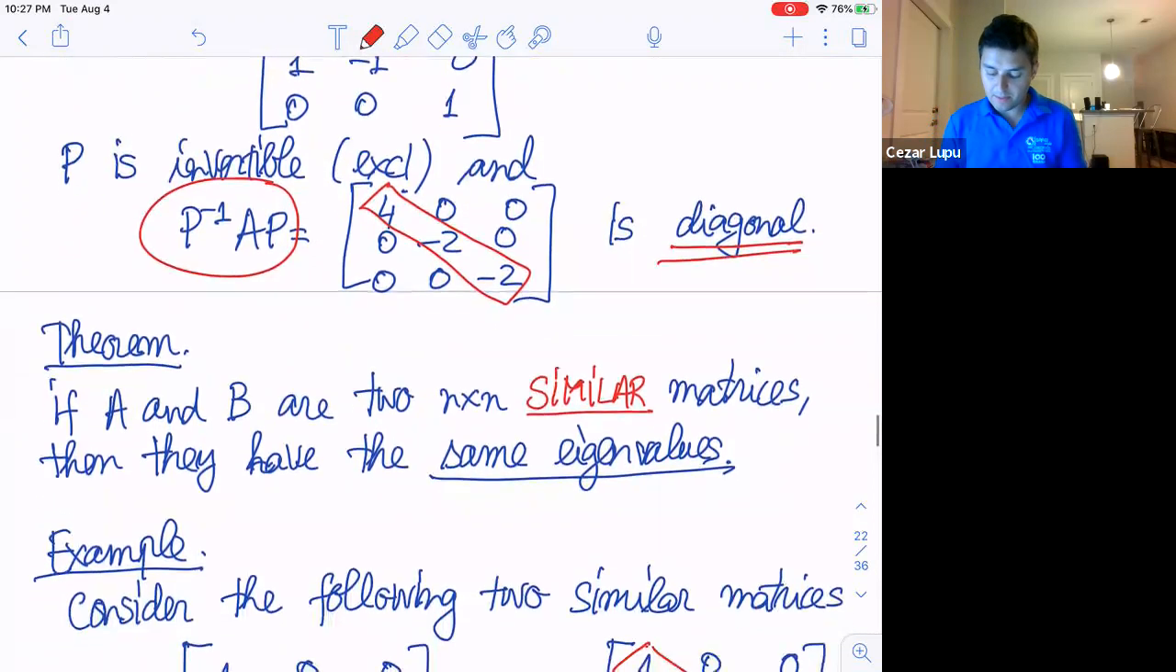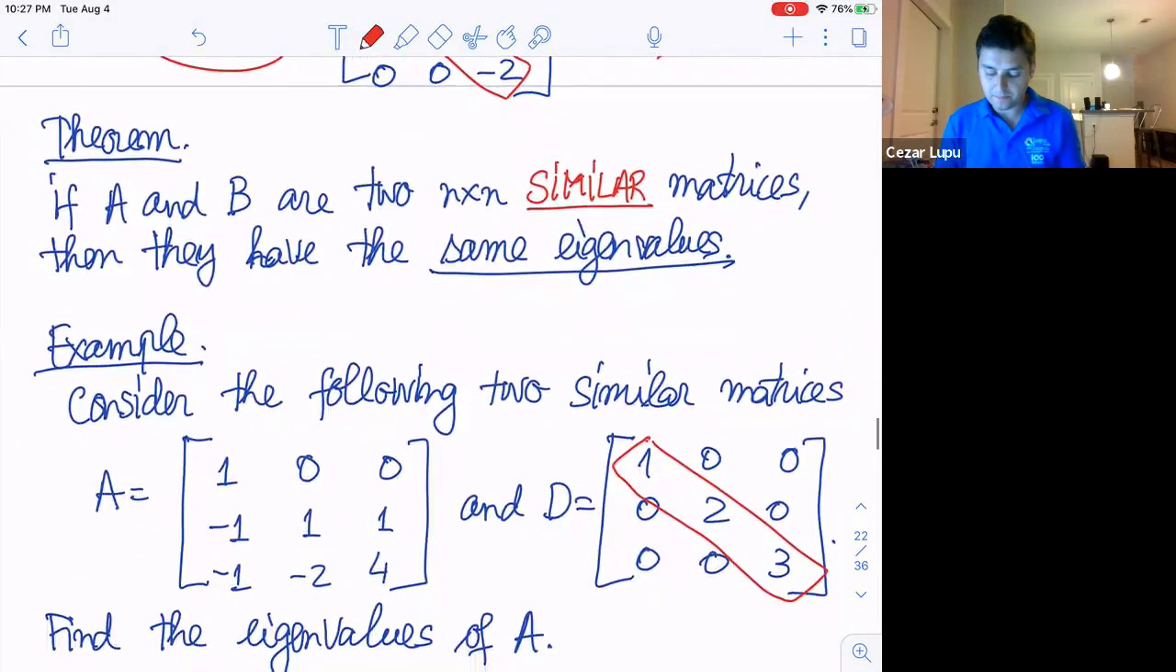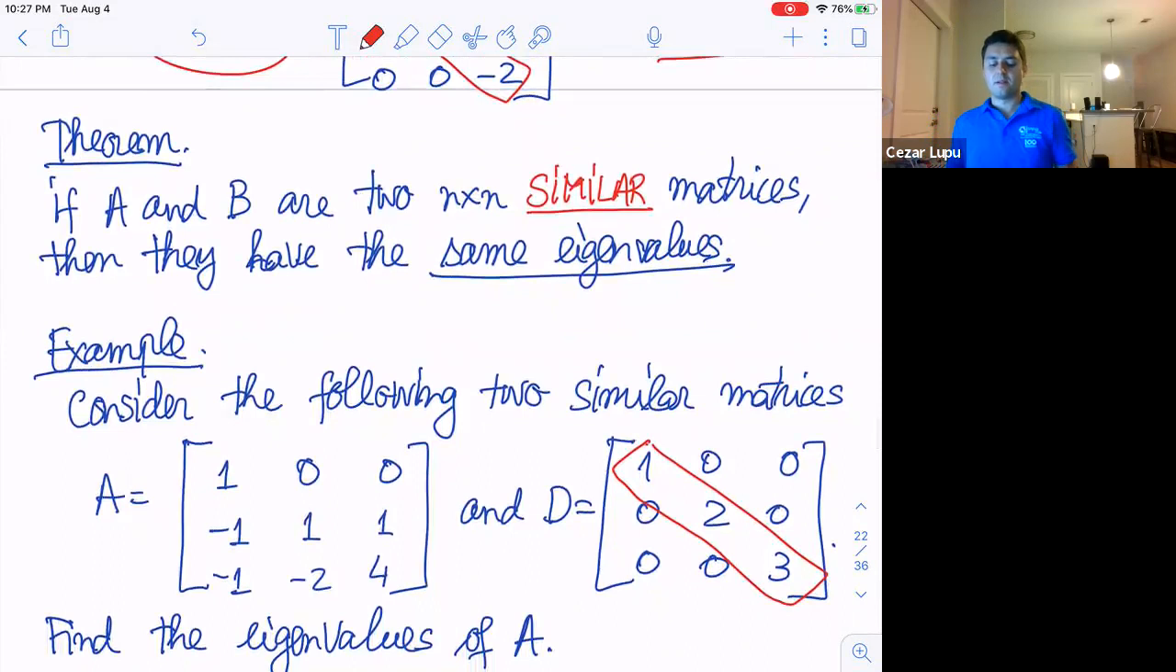And now let's give another example. Let's consider the following two similar matrices. Look at them. I consider the matrix A to be this 3 by 3 matrix. The first row has the entries 1, 0, 0. The second row has the entries -1, 1, and 1. And the third row, -1, -2, and 4.